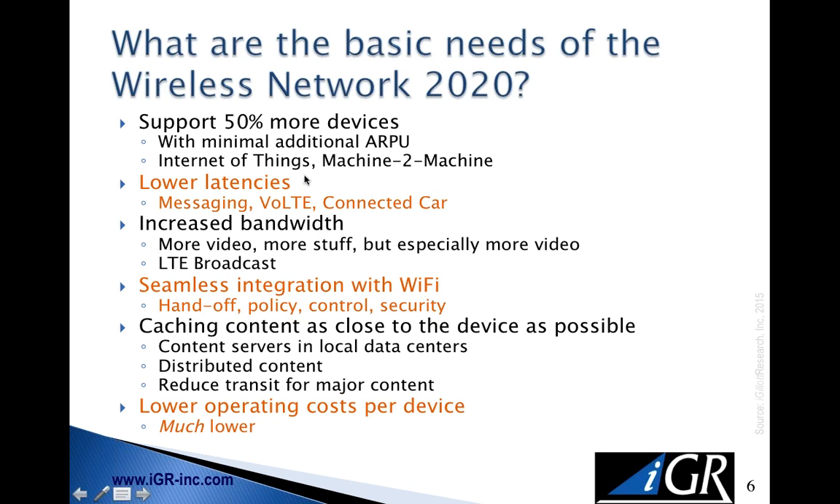Lower latencies. The latencies in the network for LTE are around 50 milliseconds. And the discussion for 2020 is that that comes down. Some discussions are around 1 millisecond for the network to respond, which is extremely fast. And we need this for messaging, for voice over LTE, but especially for a connected car, actually.